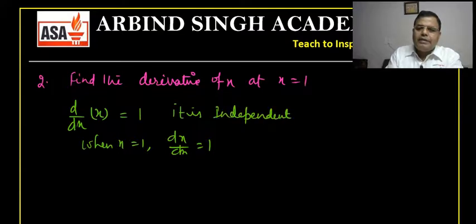Independent of x. So at 1 it is also 1, at 2 it is also 1, at 3 it is also 1. So isn't it interesting this? That is a constant. The derivative, the rate of change, is constant.